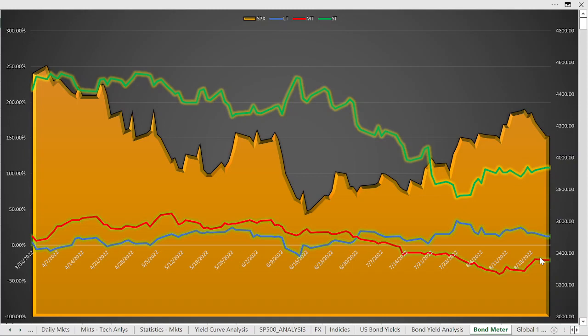So this allows us to use the bond market as a secondary tool of confirmation if we're trying to gauge if stocks are going to go up, go down, or perhaps stay in the trading range. If there's a trading range in these lines, I wouldn't expect them to move very much at all.